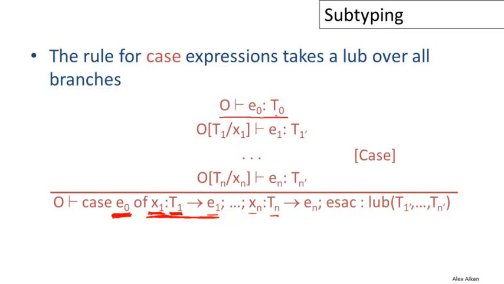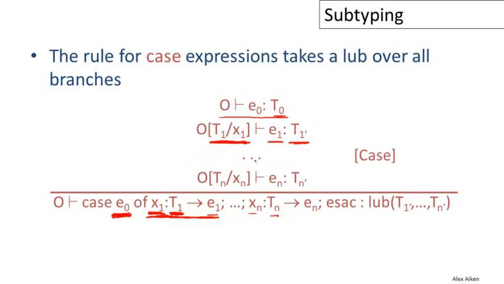So first we type check E0 and we get some type T0. And now what's going to happen? Well, if we select the first branch, then we're going to take the environment and extend it with the new variable x1, which is going to have type T1. And so we only take this branch, remember, if the runtime type of E0 matches T1 most closely among all the branches. But if we do take it, then we're going to execute E1 in this environment, and we'll get back something of some type T1 prime.